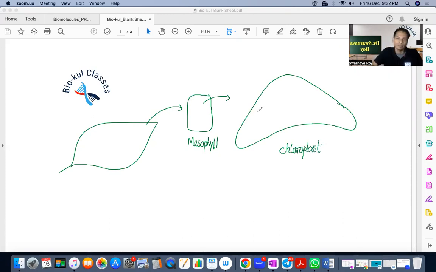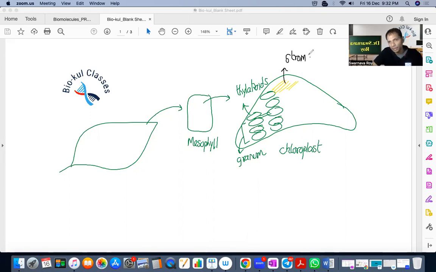Inside the chloroplast, we have these structures called the grana, or granum. Each of these is called a thylakoid. Thylakoids are joined by the stroma lamella, and then we have the background, the stroma. In the stroma, the reaction called the Calvin cycle is going on.